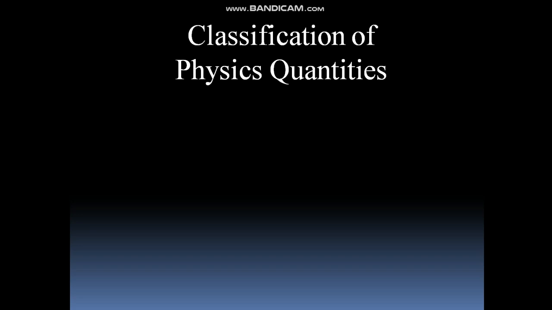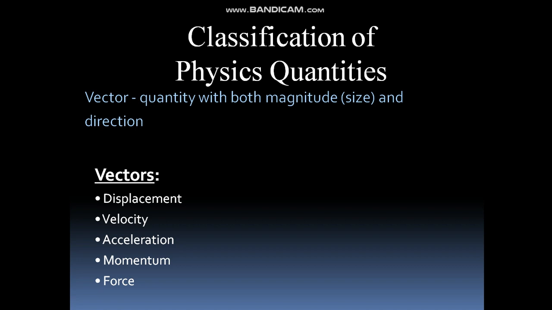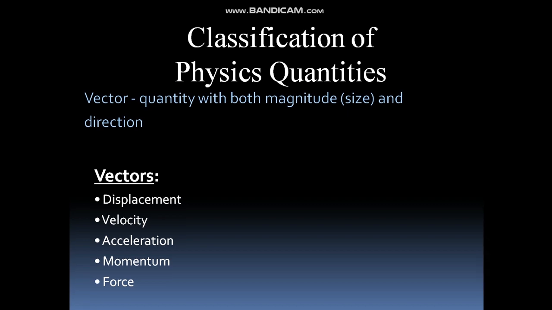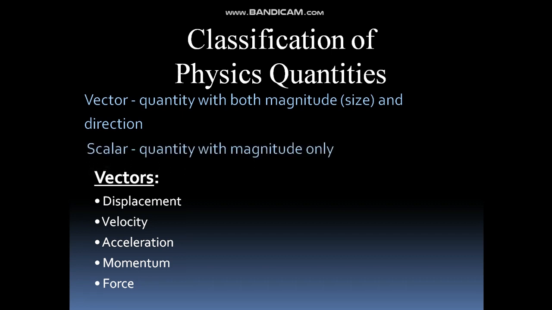Now, all the physical quantities that are known to us can be categorized under two categories. One is scalars and the other is vectors. Vectors are those physical quantities which need both magnitude and direction for their expression. That means they need a value, and the direction is also to be specified. For example, displacement, velocity, acceleration, momentum, force, etc.